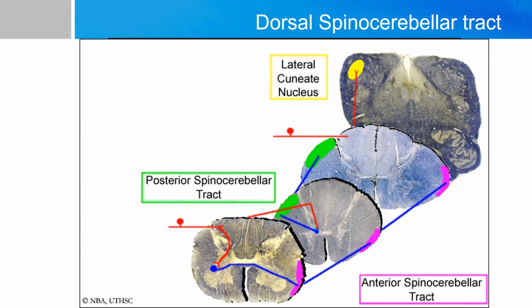Now the posterior spinocerebellar tract is the same as the dorsal spinocerebellar tract, and so the axons, after traveling to the lateral funiculus, will ascend ipsilaterally along the dorsal spinocerebellar tract in the lateral funiculus of the spinal cord, and eventually reach the inferior cerebellar peduncle to the cerebellar vermis and intermediate zone of the cerebellum, as well as the fastigial and interposed nuclei.